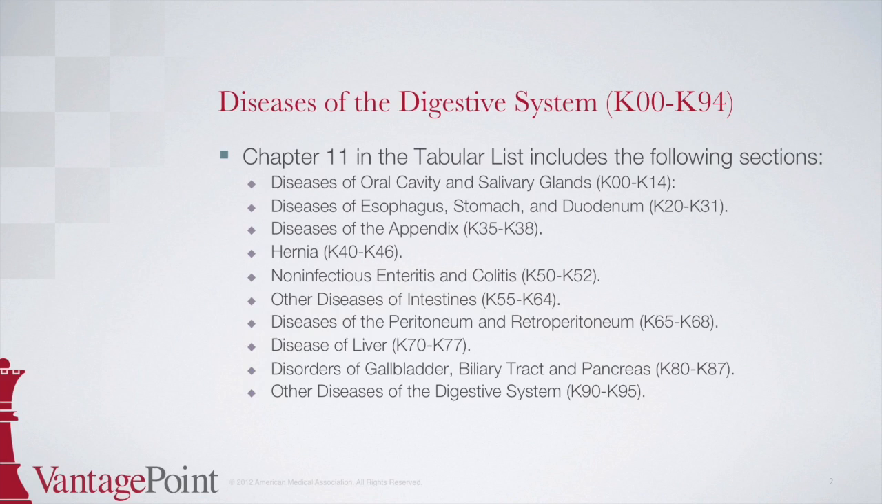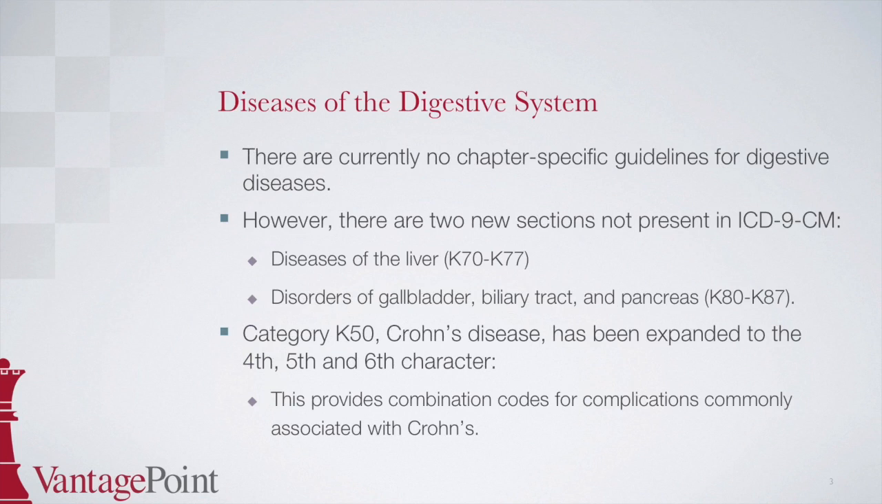As you can see on this slide, the codes for this chapter start with the letter K. If you remember from ICD-9, the digestive system codes all started with the number 5. Though there are currently no guidelines for the digestive system chapter, there are 2 new sections that we didn't have in ICD-9. These are diseases of the liver and disorders of the gallbladder, biliary tract, and pancreas. In ICD-9, these conditions were not separated out from other digestive conditions, and all fell under the general heading of other diseases of digestive system.